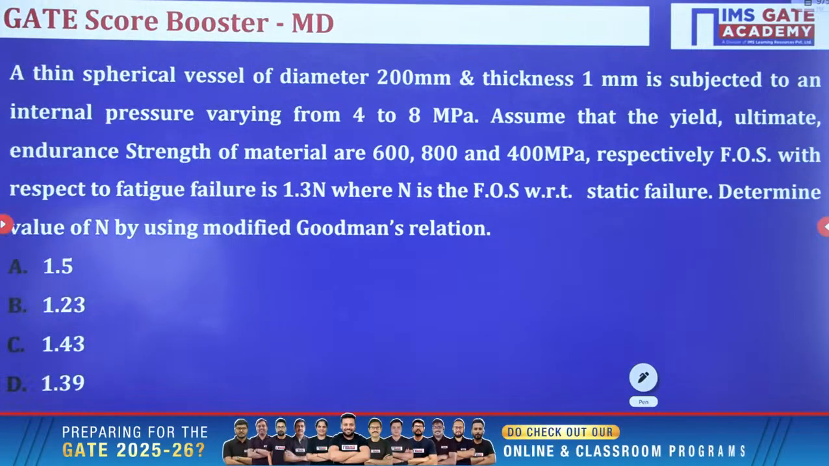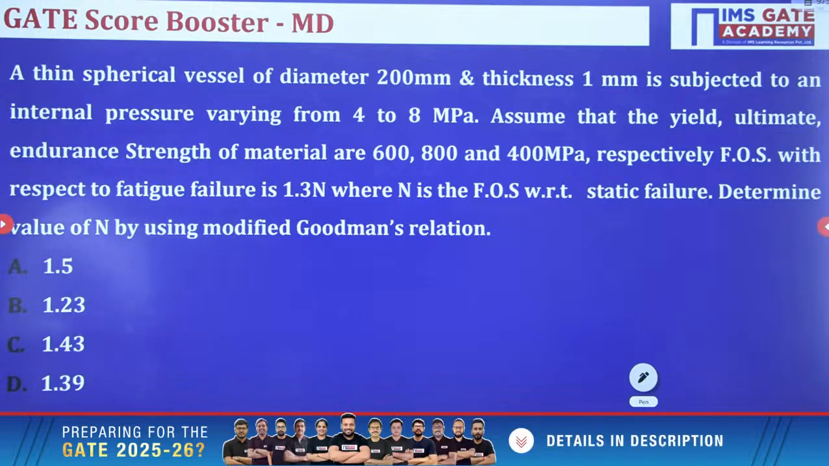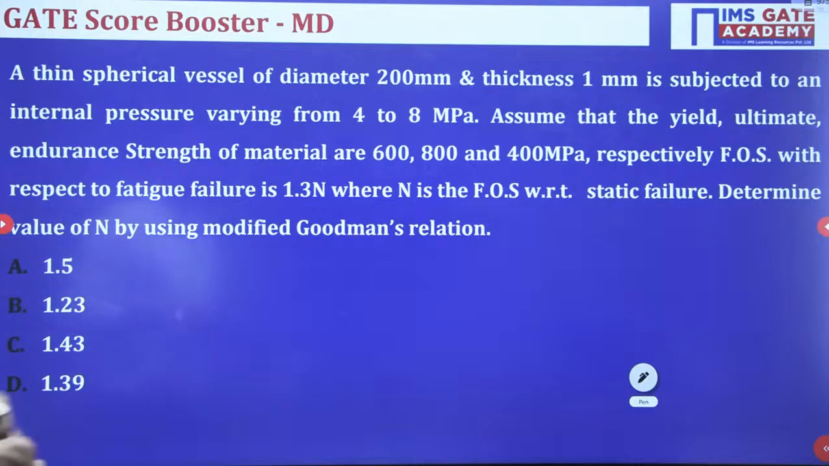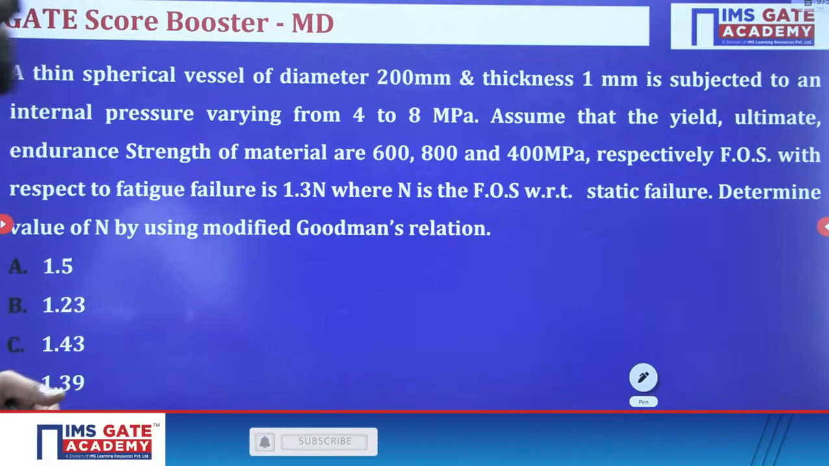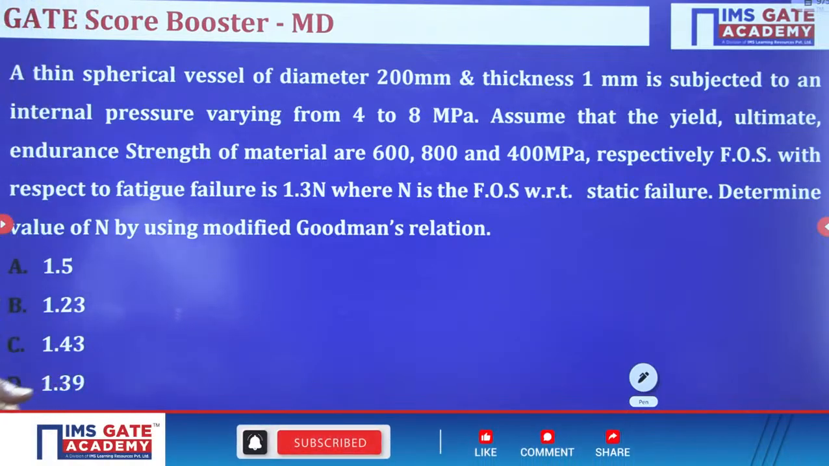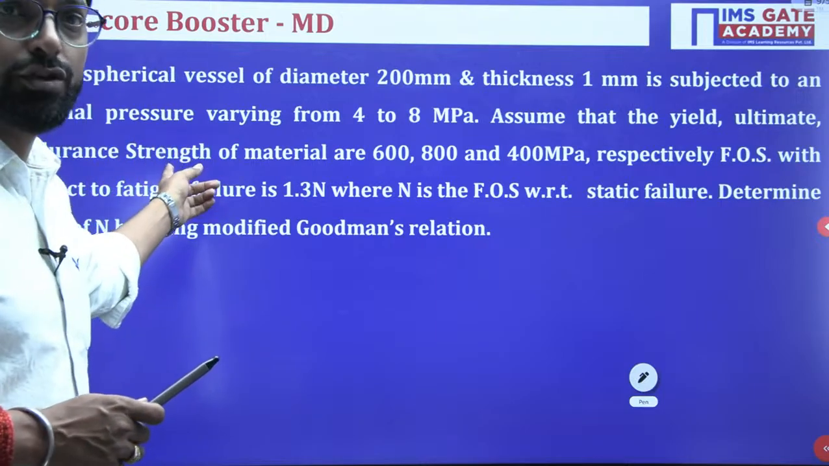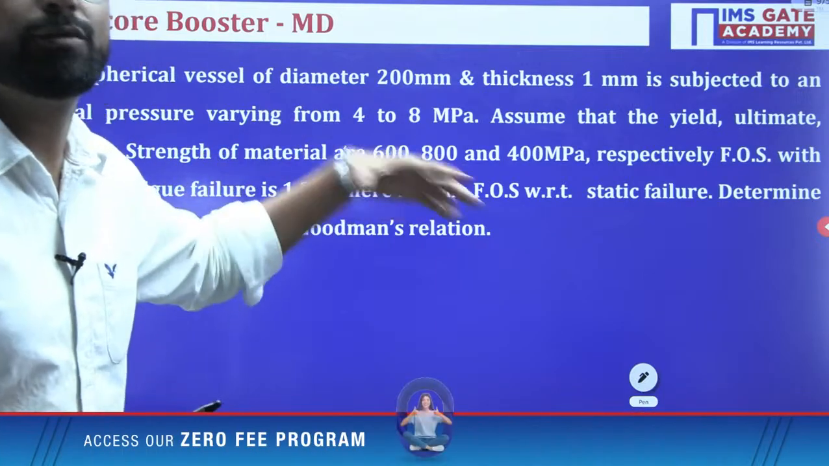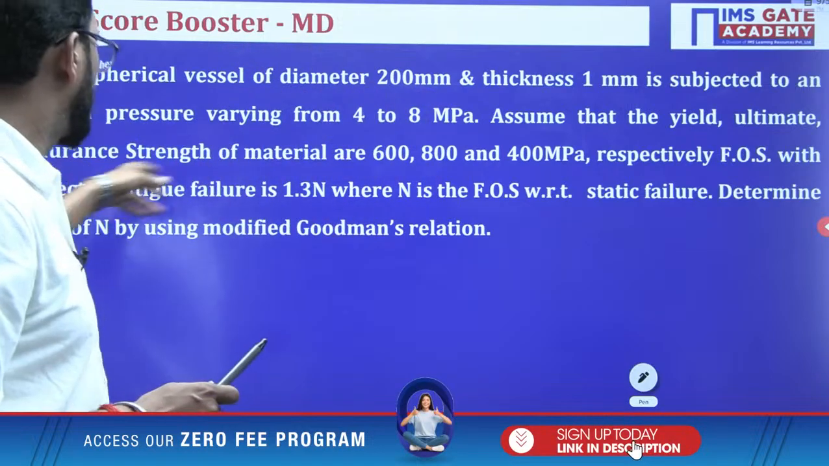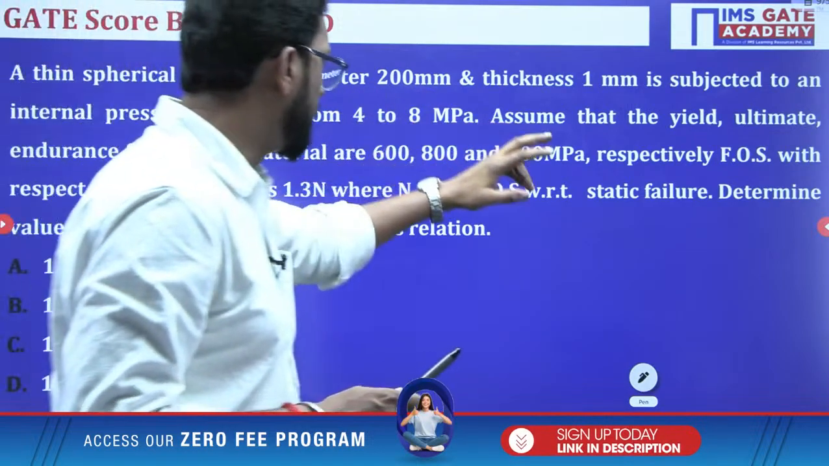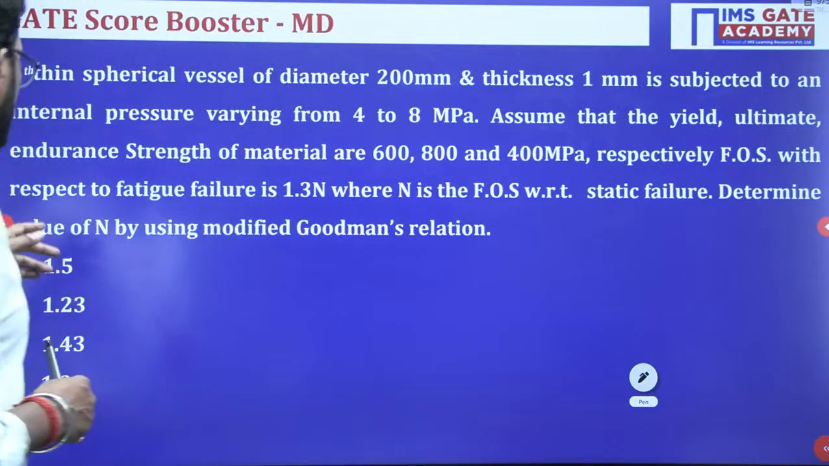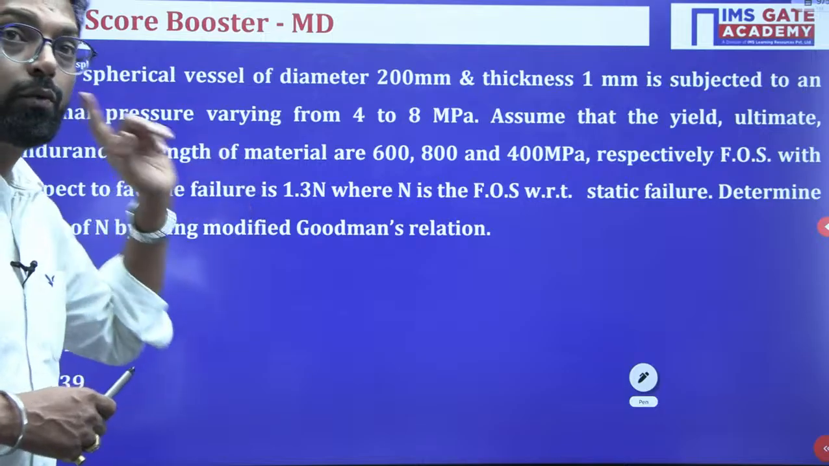A thin spherical vessel of diameter 200 mm and thickness 1 mm is subjected to an internal pressure which is varying from 4 to 8 megapascal. Assume that the yield, ultimate and endurance strength of the material are given. If the endurance strength is given in the question, you can assume that it is the corrected endurance strength. Find the factor of safety with respect to fatigue failure.